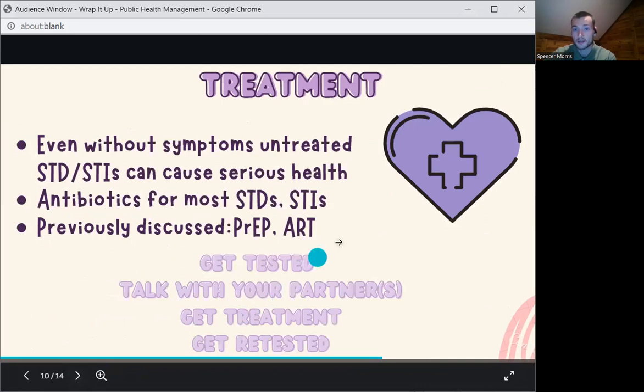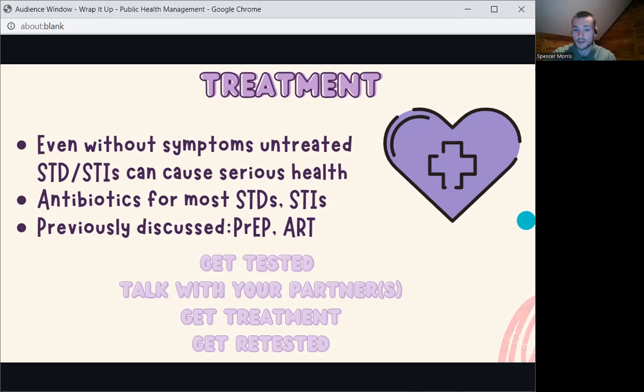So beyond prevention and beyond testing, we eventually should transition to the discussion on treatment. As mentioned, it is important to know that even if you don't have symptoms, untreated infections can lead to serious permanent health problems. So most STDs and STIs are treated with common antibiotics. So your regular doctor can prescribe you antibiotics to cure your STD.